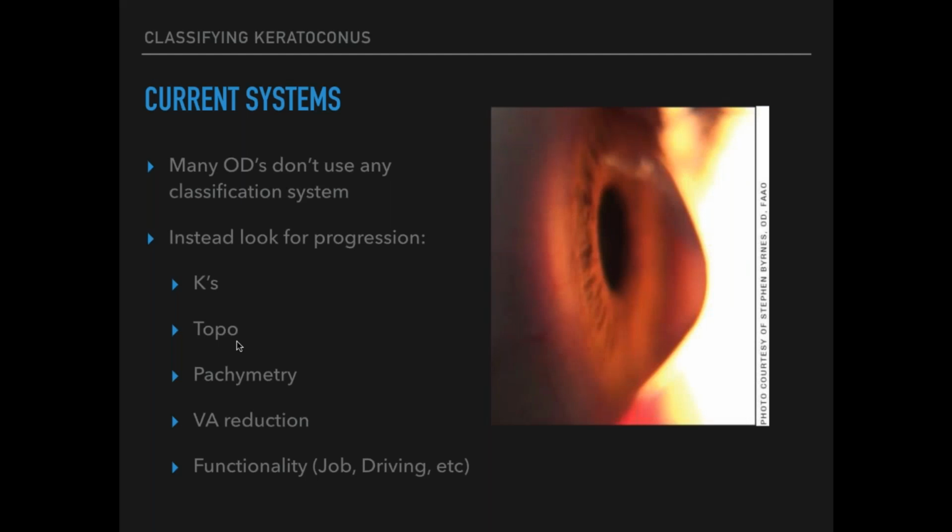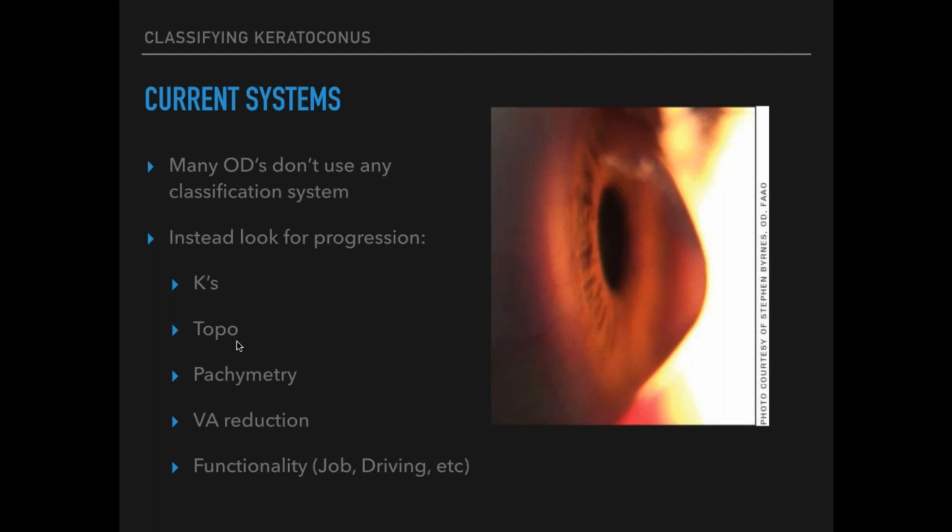Currently, as optometrists, like I said, these systems aren't quite as important to us in our own clinics, although it is kind of nice to have a way to monitor progression year to year. I think for most optometrists, we just look at the numbers that are available to us when we look for progression. When we talk about whether or not to do cross-linking, whether it's time for a PK, we look at things like: are the Ks getting steeper? Is the topography getting hotter or redder? Is the pachymetry getting thinner?